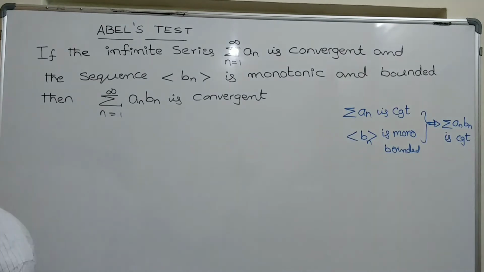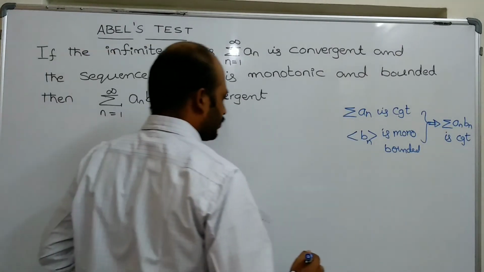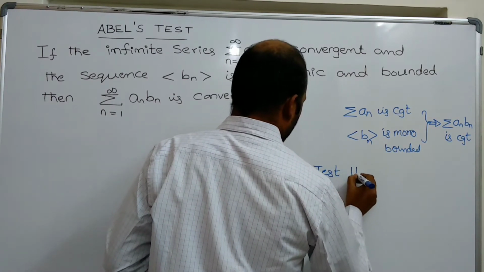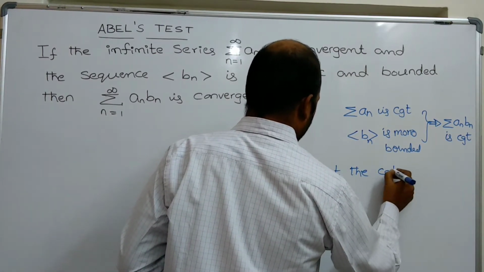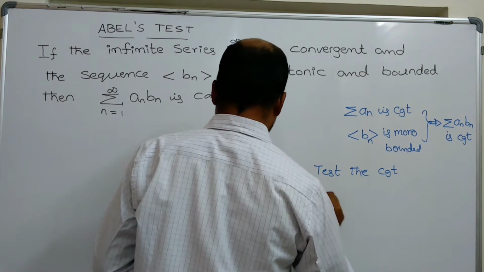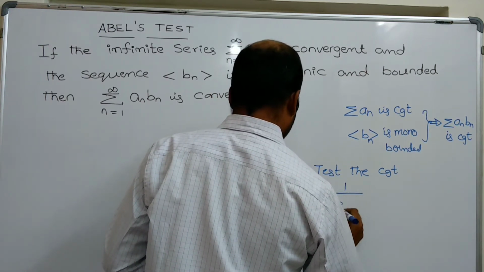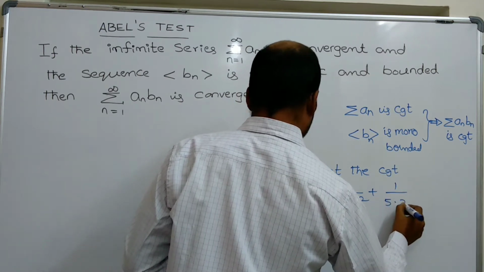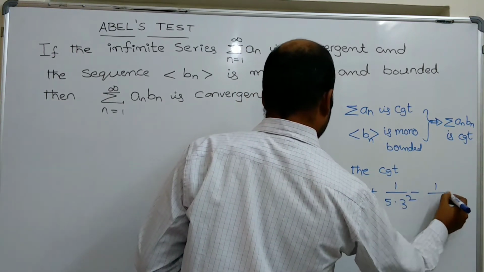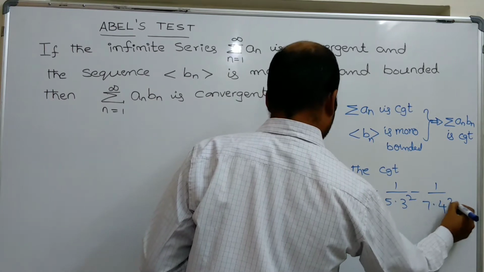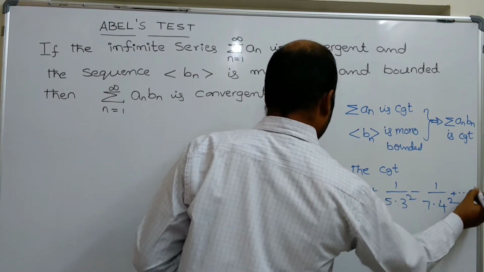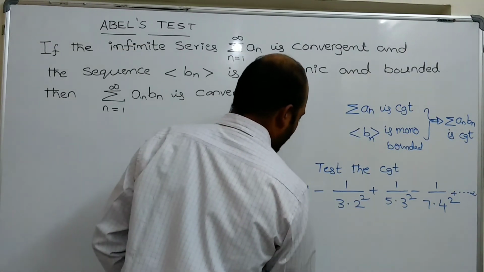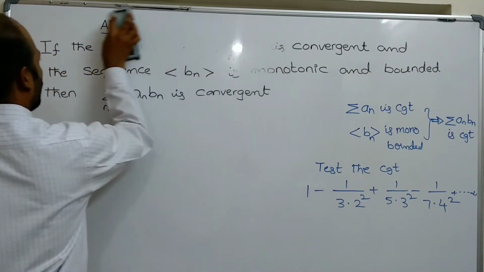Test the convergence of the series 1 minus 1 by 3 into 2 square plus 1 by 5 into 3 square minus 1 by 7 into 4 square plus and so on up to infinity. Let us apply Abel's test to solve this problem.